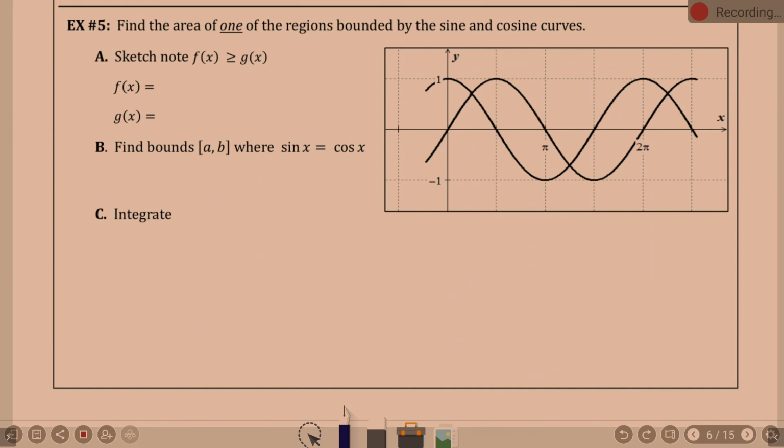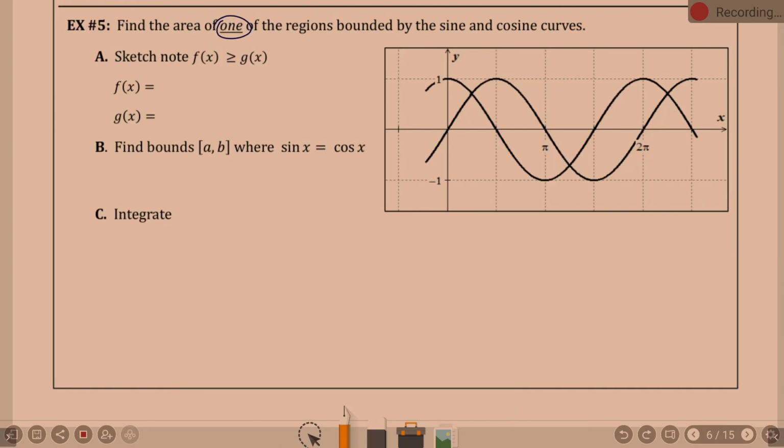Find the area of one of the regions bounded by the sine and cosine curves. Well, that's part of the question. It says, so sketch, note, f of x is greater than or equal to g of x. Part of it we have to decide which is f of x and which is g of x, in terms of, it said find the area of one of the regions. Which region are we going to find?